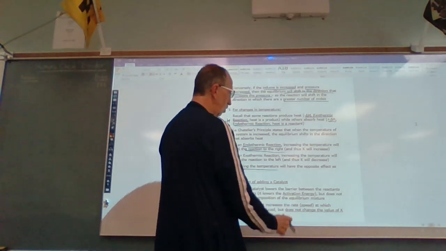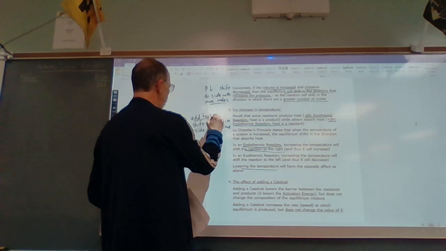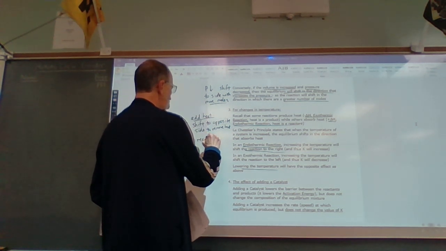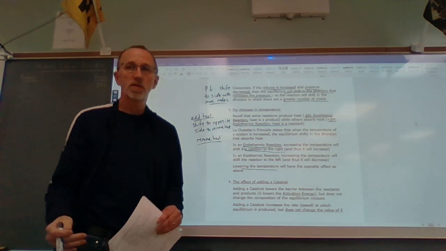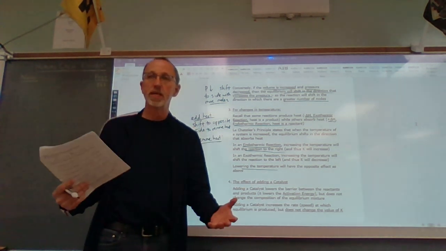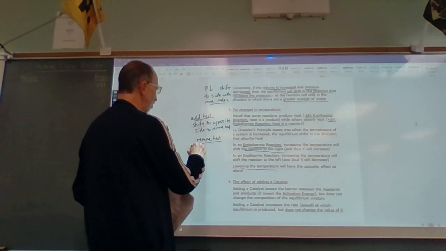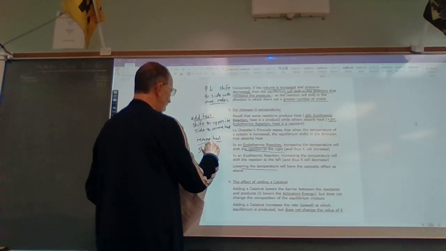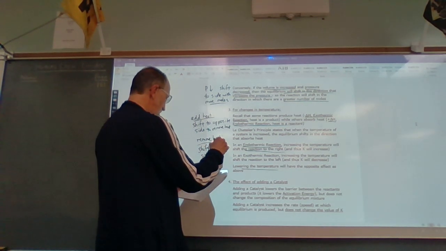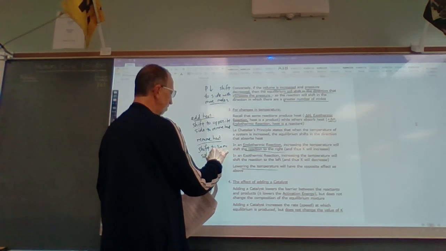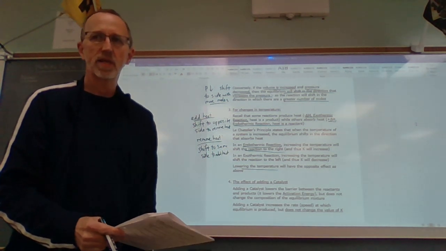Lowering the temp or cooling it down will have the opposite effect. So if we remove heat, now the stress to the reaction is that it's too cold. So now we want to make more heat in order to warm it back up. And so now it's going to shift to the same side in order to add heat. Okay, so that involves temperature.